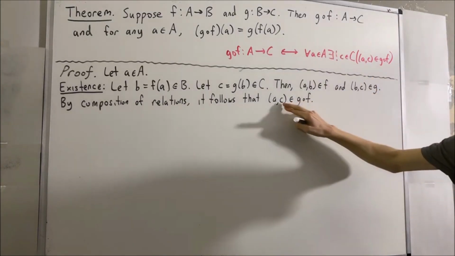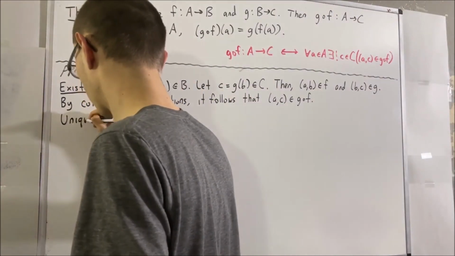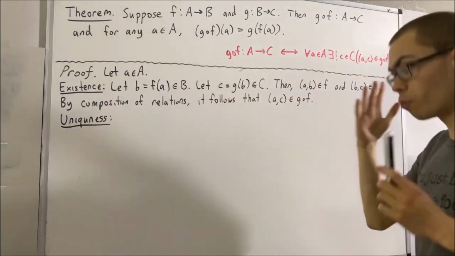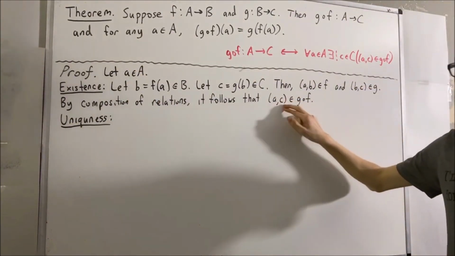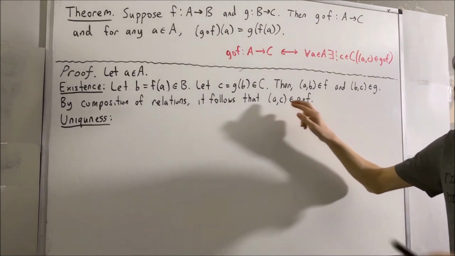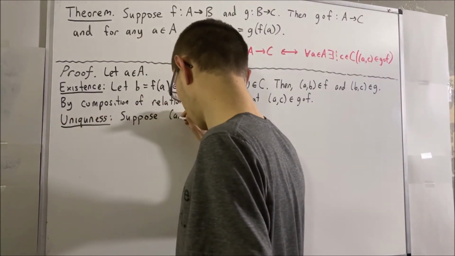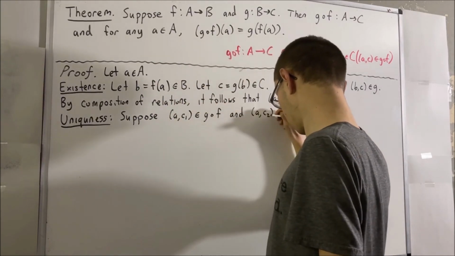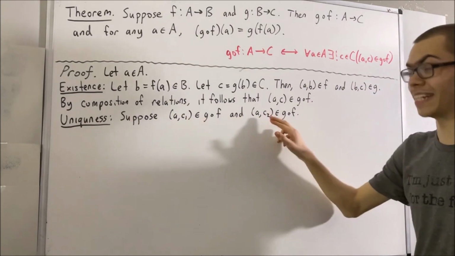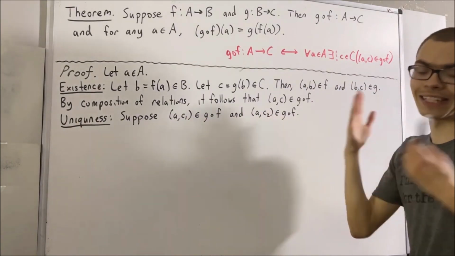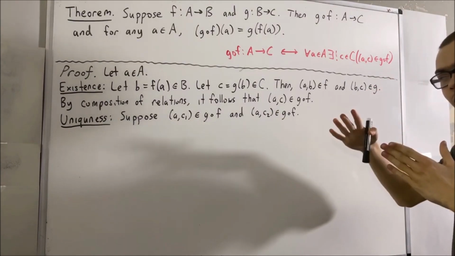So now we want to prove that this value c is unique. And so to prove uniqueness, we're going to assume that (a, c1) is in g compose f and (a, c2) is in g compose f. To prove uniqueness, we have to show that c1 equals c2, right? That's the idea. And so how should we start out by doing that?